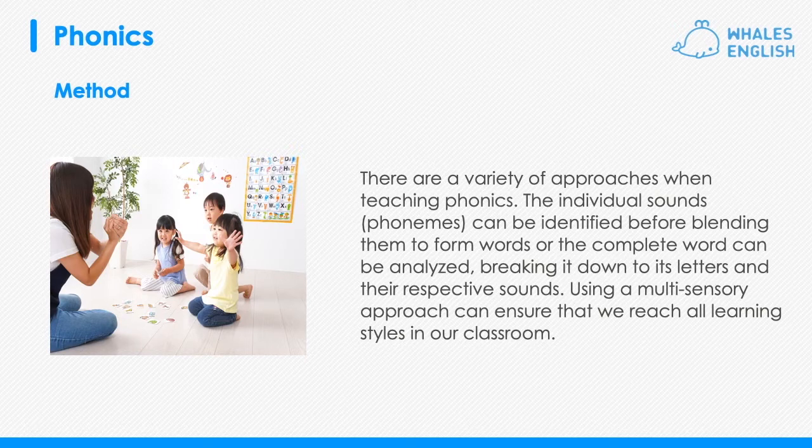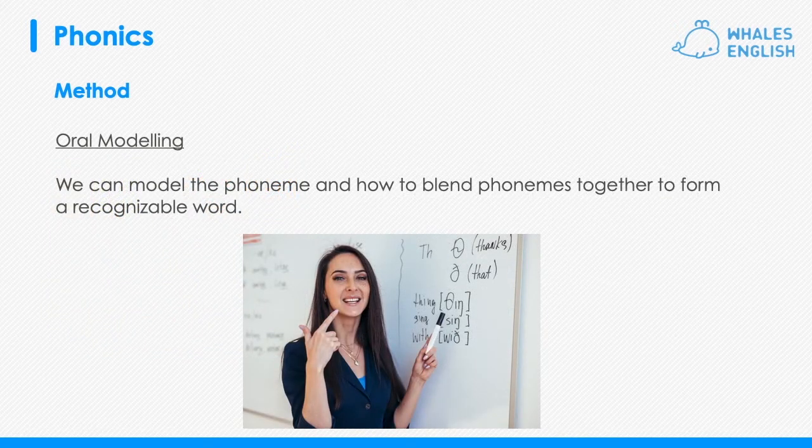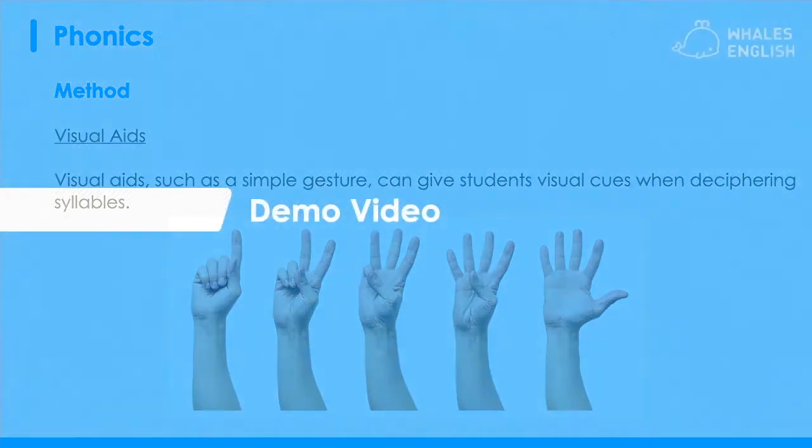Some successful methods include the following. One method is oral modeling. We can model the phoneme and how to blend phonemes together to form a recognizable word. Another method is visual aids. Visual aids, such as a simple gesture, can give students visual cues when deciphering syllables. Some teachers will clap their hands or hold up their fingers when identifying syllables.